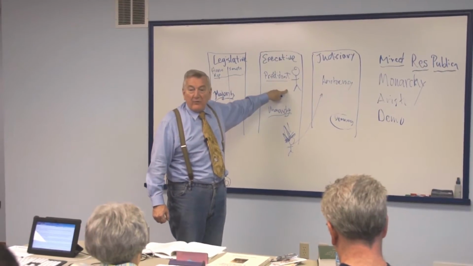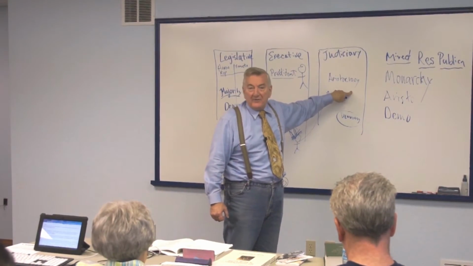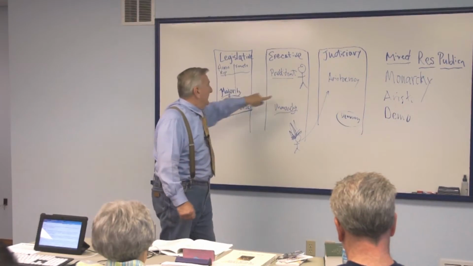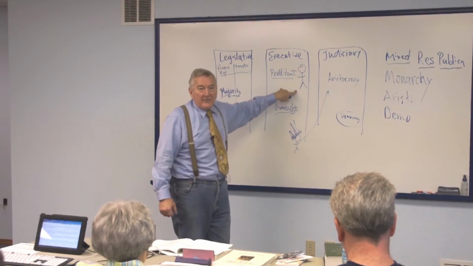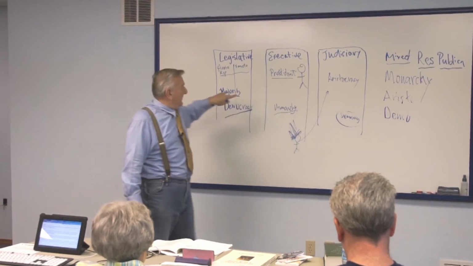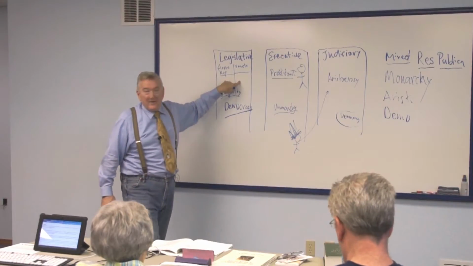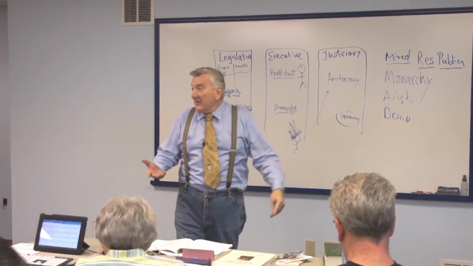This branch can enforce it. This branch can determine disputes about it. This branch is not allowed to make laws, or to change them. This branch is the only one. That's the ideal situation. Oh, that's what it says.